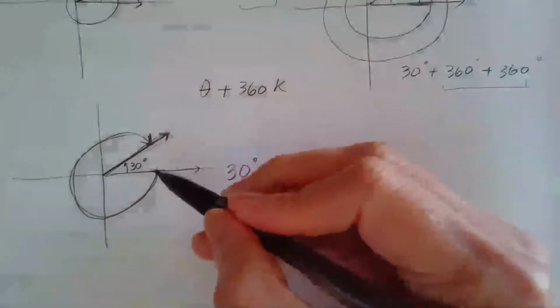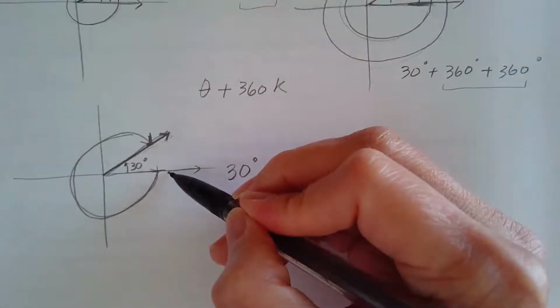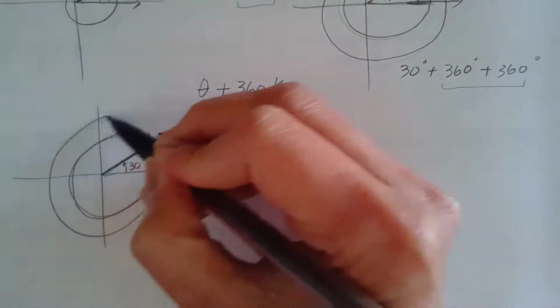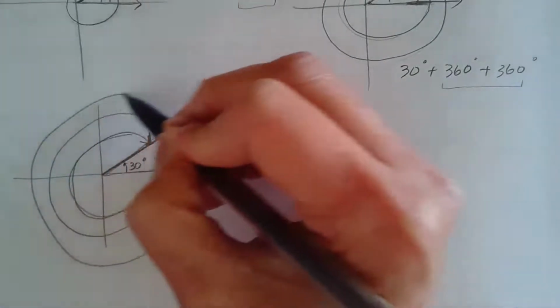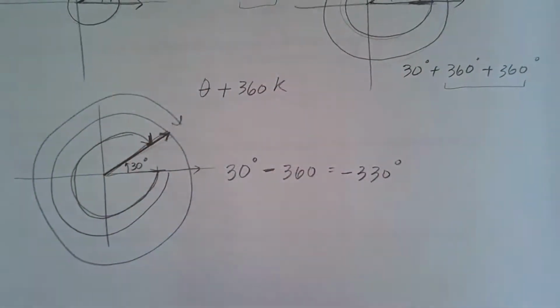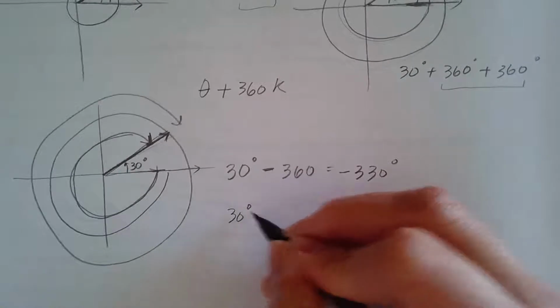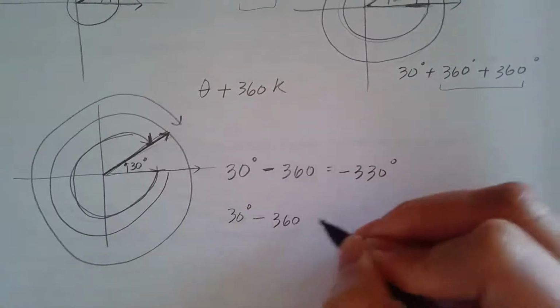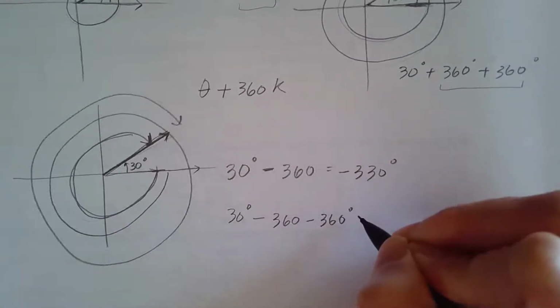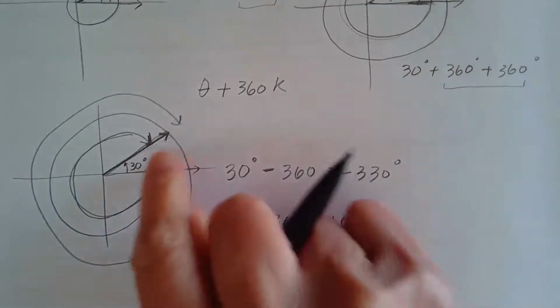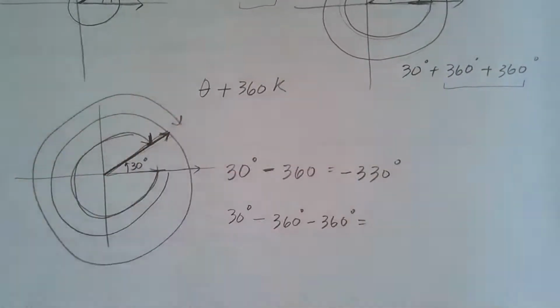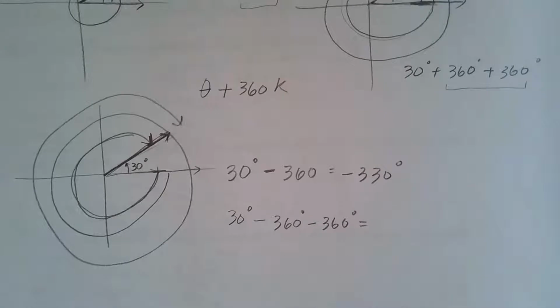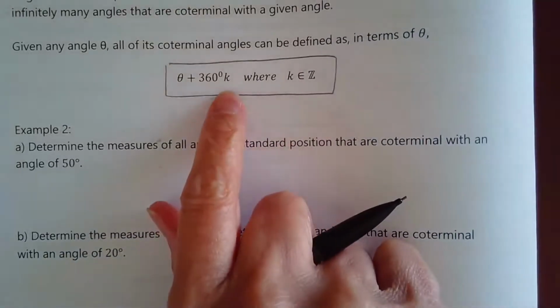Okay, well, what if I keep going? What if I go there and then go this way? So I can go 30 degrees minus 360 and another 360 degrees. And then it's going to tell me how many degrees that's right there. So that just explains what this one is.